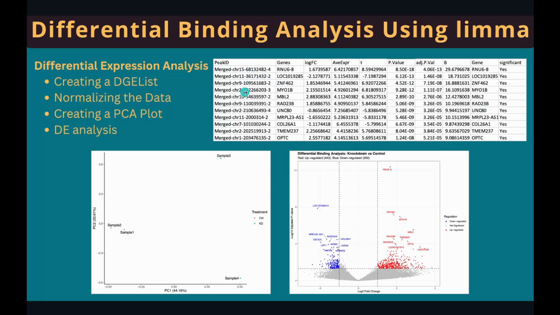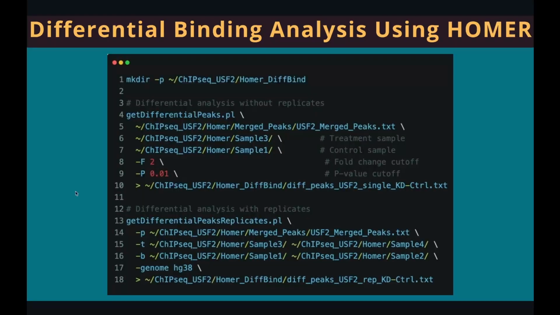We have peak ID, genes associated with the peaks, log fold change, p-value, adjusted p-value, and so on. You can ignore all other columns. You can have PCA plots as before, and volcano plots showing the genes associated with up or down regulated peaks.